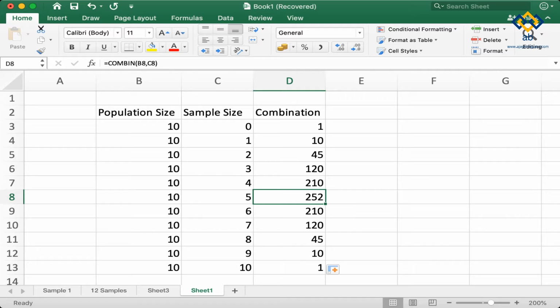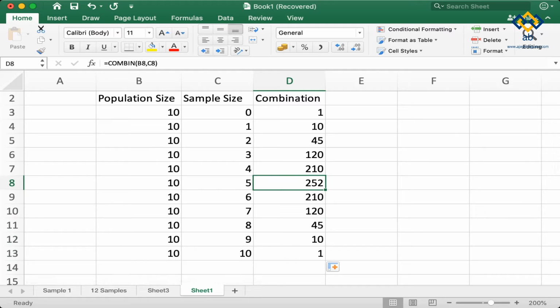So what I mean by the mirror image is, 252, you come to this side it is 210, you go to that side it is also 210, 120 it is 120 there, 45 it is 45 there, 10 here and 10 there, 1 here and 1 here, so it is a mirror image of this. So this is the central point, right?